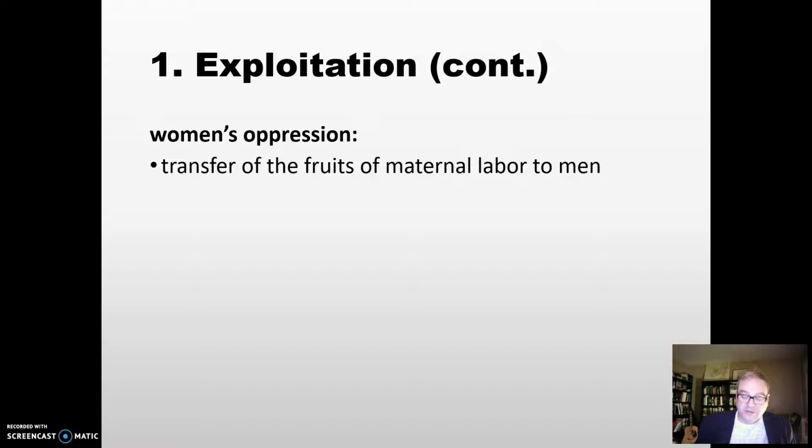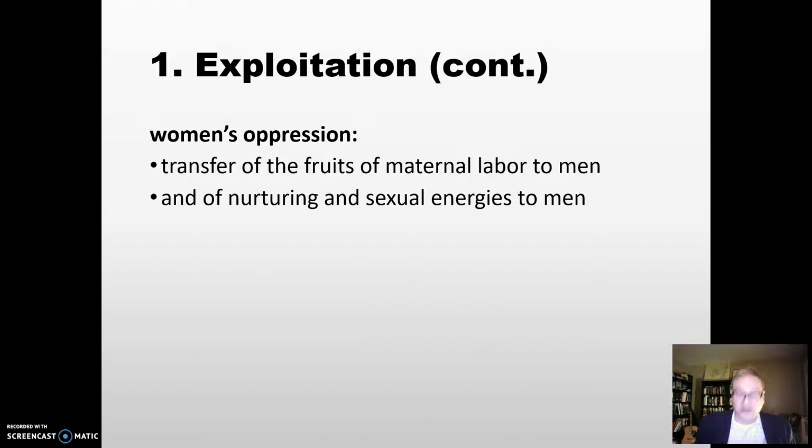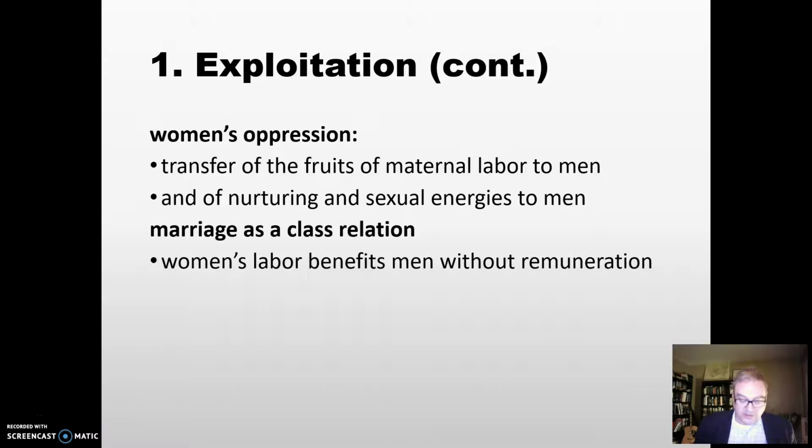For instance, women's oppression can be explained in terms of exploitation, insofar as women transfer their maternal labor, their labor nurturing children, and their sexual labor to men. Marx saw marriage as a class relation where women's labor benefits men without payment. Women are expected to provide emotional care for children and men. They're expected to provide sexual satisfaction for men.